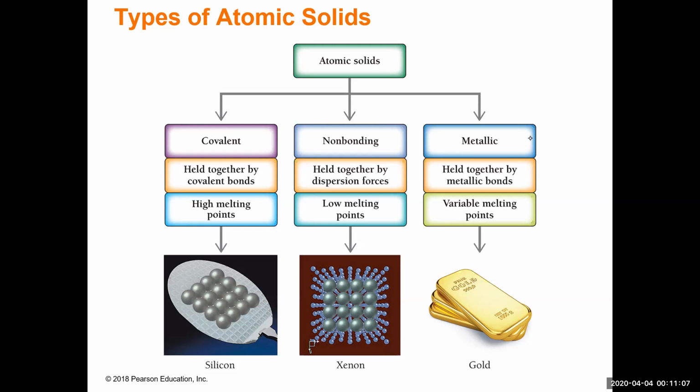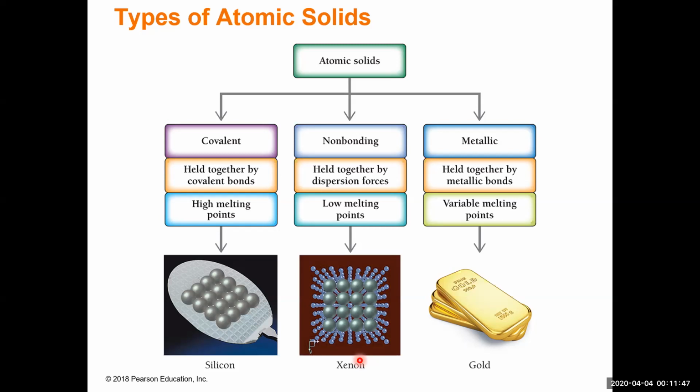With covalent atomic solids, we have atoms that are held together by covalent bonds. But these will be the same type of atom that's covalently bonded to each other. And these will have high melting points. So silicon is an example of a covalent atomic solid. Xenon is an example of a non-bonding atomic solid, which is held together only by dispersion forces.